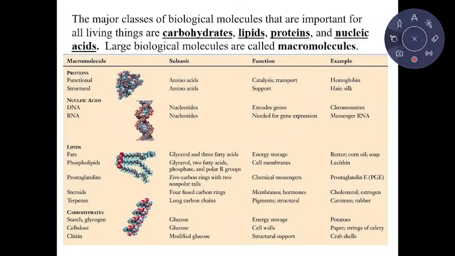Next, prostaglandins. Mostly we will see prostaglandins in our biological processes. Their subunits are a 5 carbon ring with 2 non-polar tails. Their function is chemical messengers. An example is prostaglandin E, PGE.